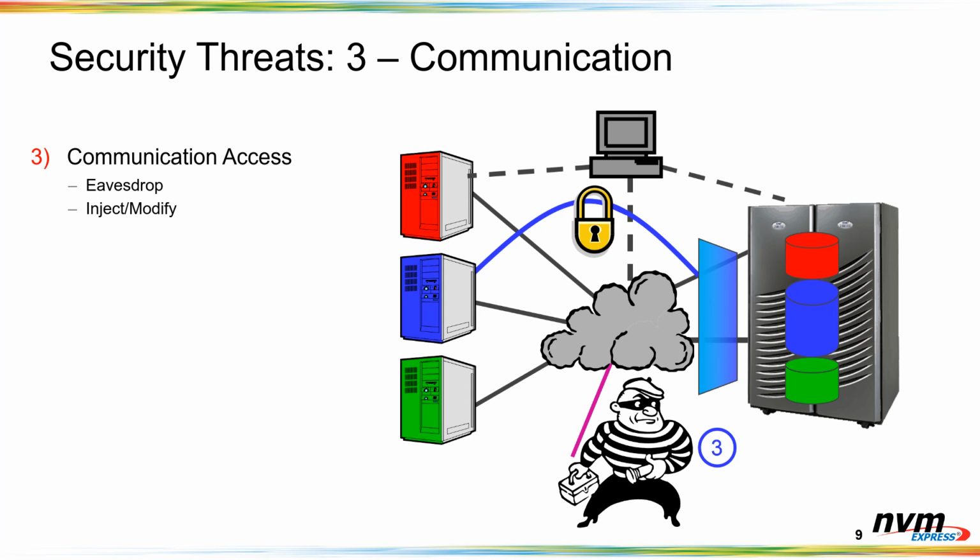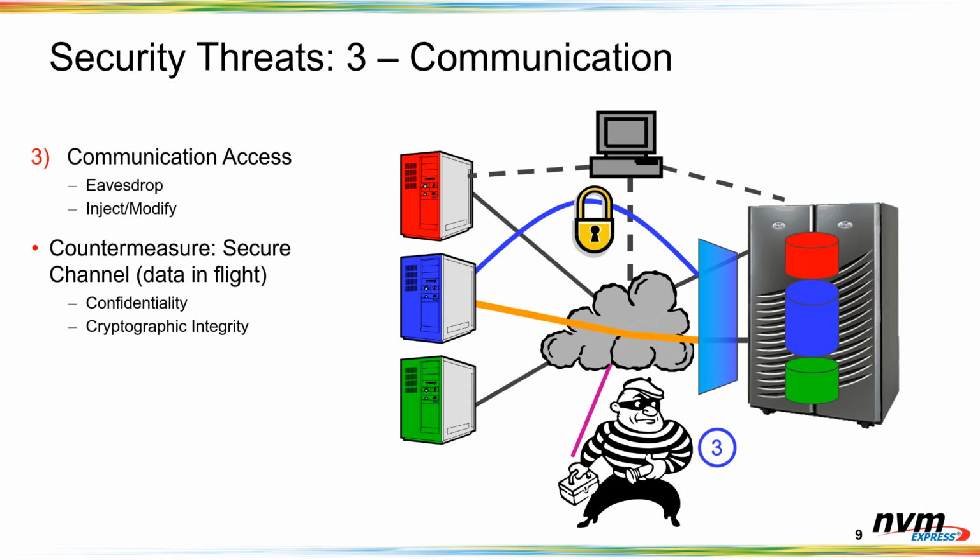Third is communication access, where this character shows up and is accessing the traffic in flight between the servers and the storage system. And here the countermeasure is secure channel, where we encase the traffic in flight in some kind of security protocol, such as TLS, that provides both confidentiality and cryptographic integrity for the traffic, so that our nefarious character at the bottom of the screen only sees encrypted data. He or she or whomever doesn't get to see the actual data of interest because it's been encrypted.